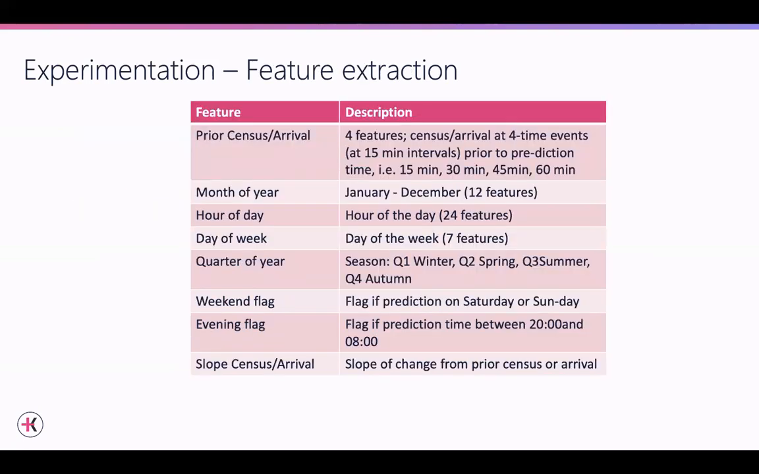Coming to the features that we used in these models, we use prior census and arrivals of the last 1 hour. At a prediction time point, we look at the past 15 minutes, 30, 45, and 60 to get the number of people in the ED and the number of people arriving to the ED, to give us an idea of the trend. We also observed that census or arrivals vary a lot based on the time of day, month of the year, or quarter, so we used these time-based aspects as features in the model, and also slope, to give an indication of a negative or positive trend.